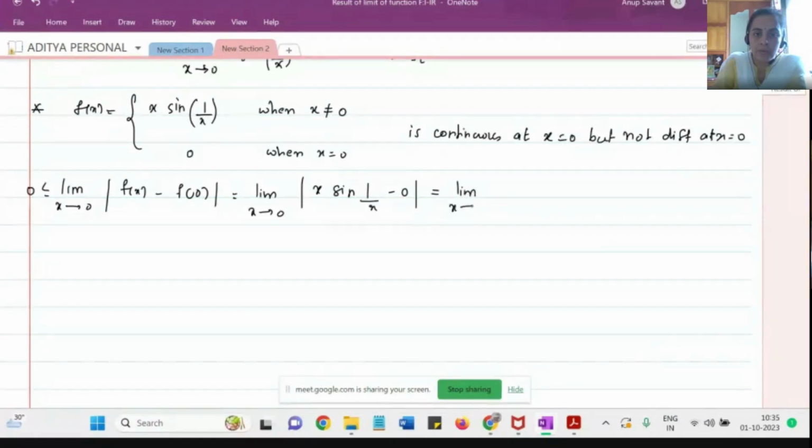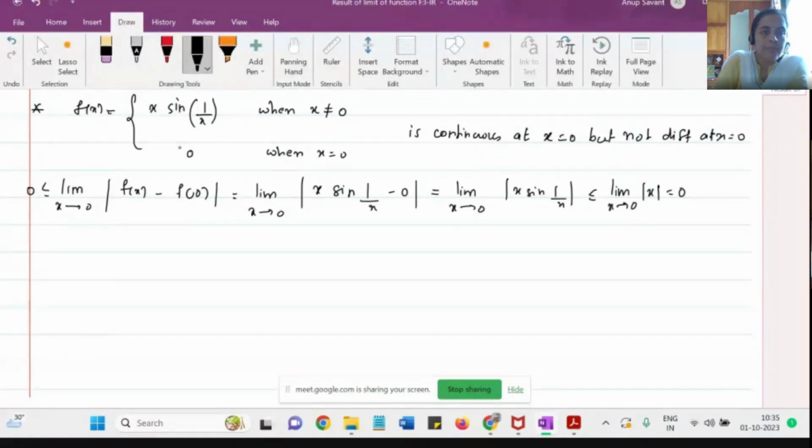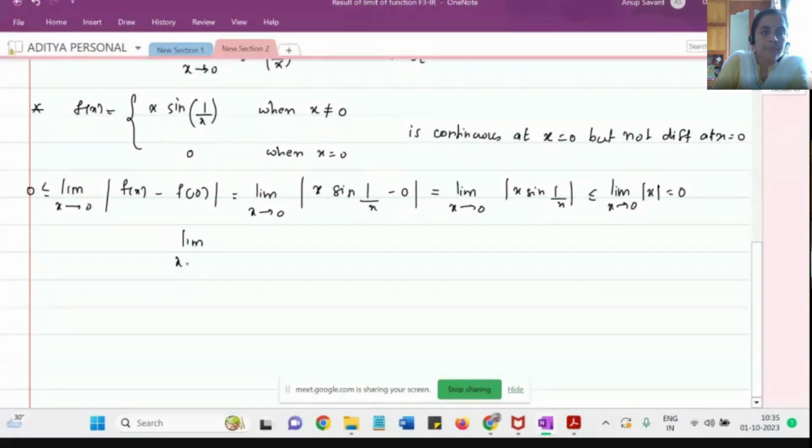which is equal to the limit of |x| |sin(1/x)|. And since |sin theta| is less than or equal to 1, this will turn out to be less than or equal to |x|, which goes to 0. So as we can see here, the limiting value of |f(x) - f(0)| is sandwiched between two zeros. Therefore, I can conclude that the limit as x goes to 0 of f(x) is equal to f(0), leading to the result that this function is continuous.